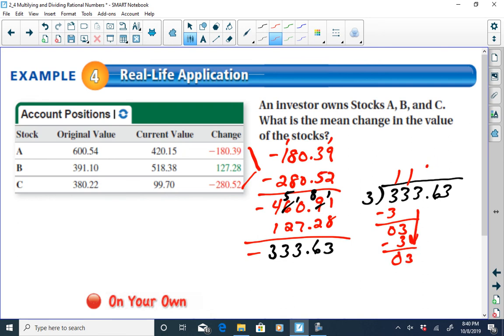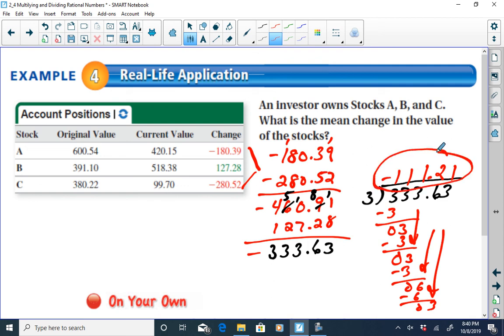3 goes into 3 1 time. 1 times 3 is 3. Subtract, we get 0. Bring down the 6. 3 goes into 6 2 times. 2 times 3 is 6. Subtract, we get 0. Bring down that last 3. 3 goes into 3 1 time. We know that a negative divided by a positive is negative. So my mean would be negative 111 and 21 hundredths. Alright.